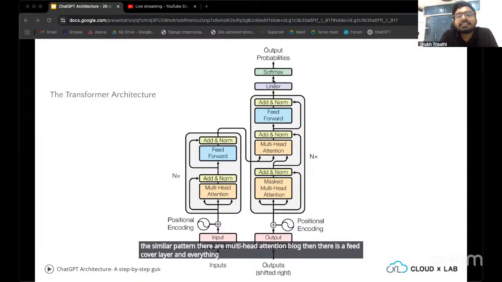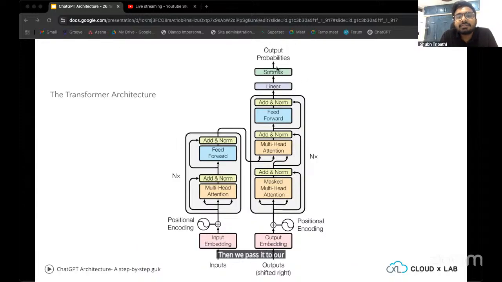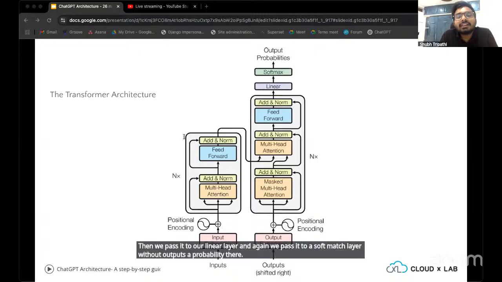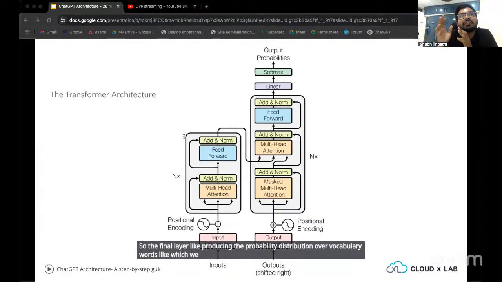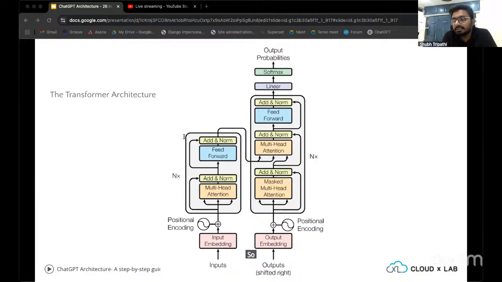Then we pass it to a linear layer, and again we pass it to a softmax layer which outputs probabilities. So the final layer produces the probability distribution over vocabulary words. For each word in the vocabulary, it will assign a probability, which helps the model generate fluent and meaningful text. So the process repeats until the full output is generated. This is what actually happens here.